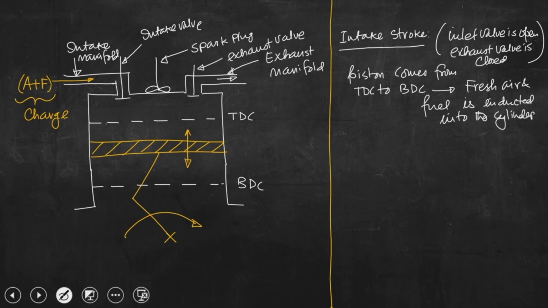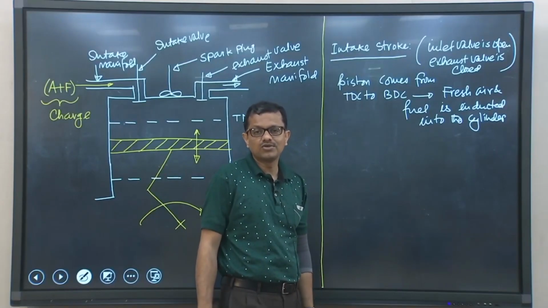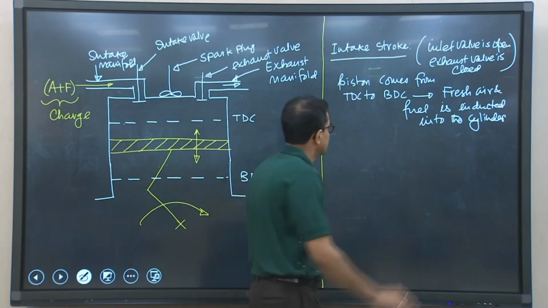Let me tell you again, if it is the CI engine, only fresh air should be inducted into the cylinder during the intake stroke, but what we have drawn here is the schematic of a spark ignition engine, and the spark plug is there. So, definitely the intake manifold is there to supply the air fuel mixture, rather a homogeneous mixture of air and fuel.